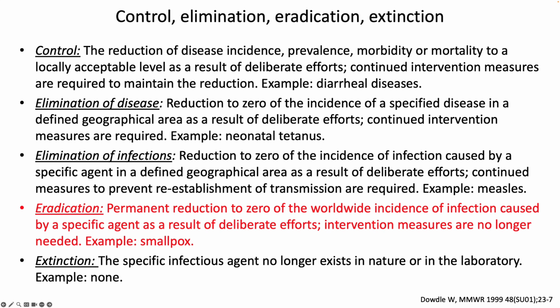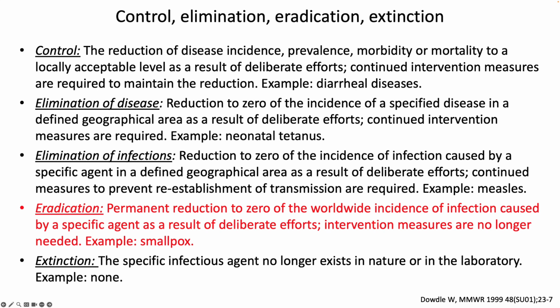The next higher step after that is elimination not just of the disease, but of the infection. So it's a reduction to zero in the incidence of infection caused by a specific agent in a defined geographical area as a result of deliberate efforts, with continued measures put in place to prevent the reestablishment of transmission of that infection. And an example here includes measles.